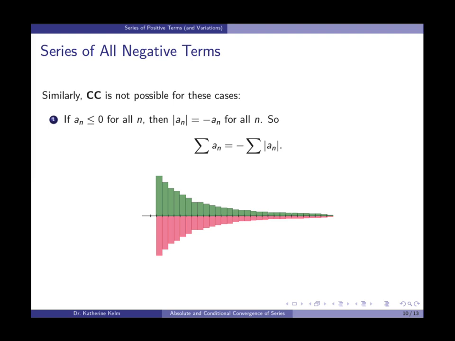Another case where conditional convergence is not possible is if the terms are all negative or 0. Then the absolute value of an will be the opposite of an for all n. So the sum of an will be the opposite of the sum of the absolute value of an. So again, either both series will converge or both will diverge, and conditional convergence is not possible.